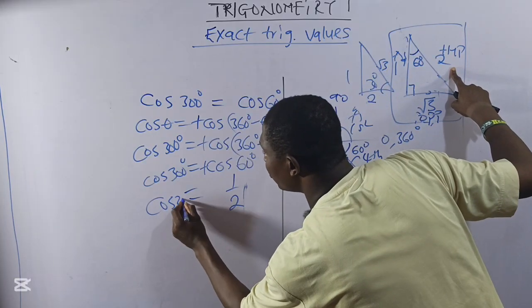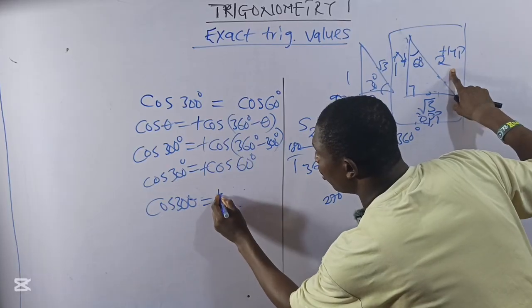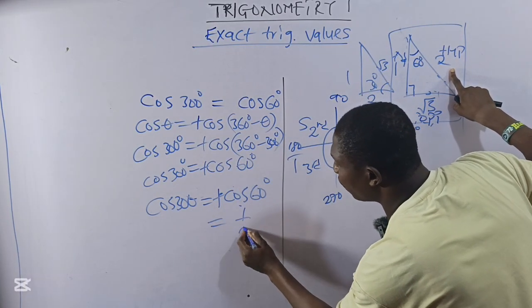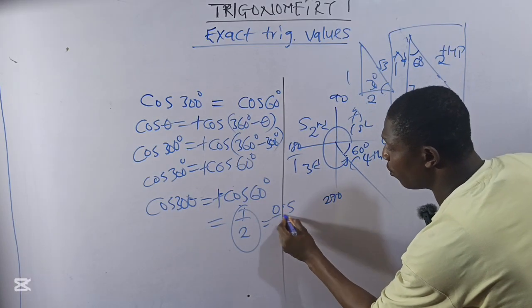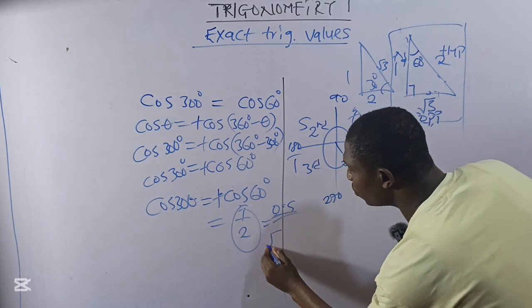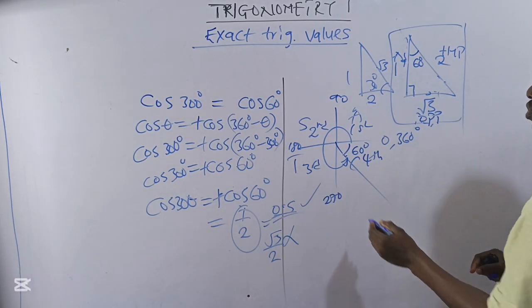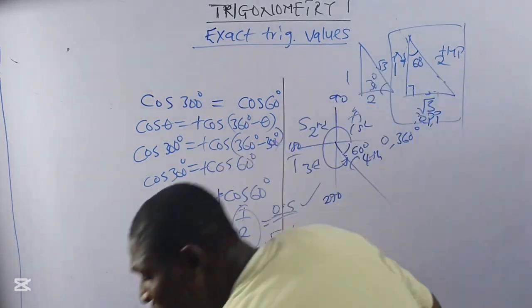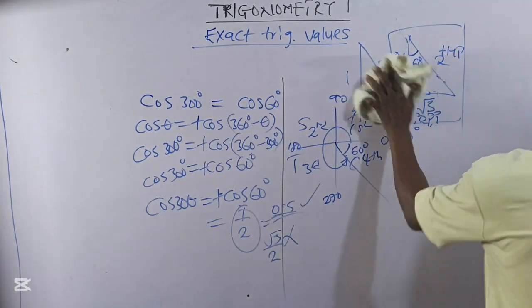So cos 300 degrees is equal to positive cos 60 degrees, which is equal to 1 over 2. So cos 60 is 1 over 2, which is equal to 0.5. So using root 3 all over 2 is absolutely wrong. So please take note of this. So this brings us to exact trigonometry values. So let's see examples relating to this.